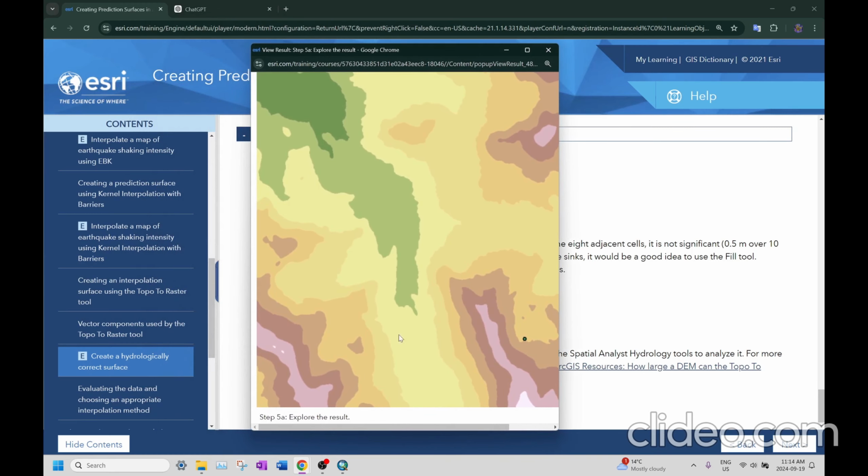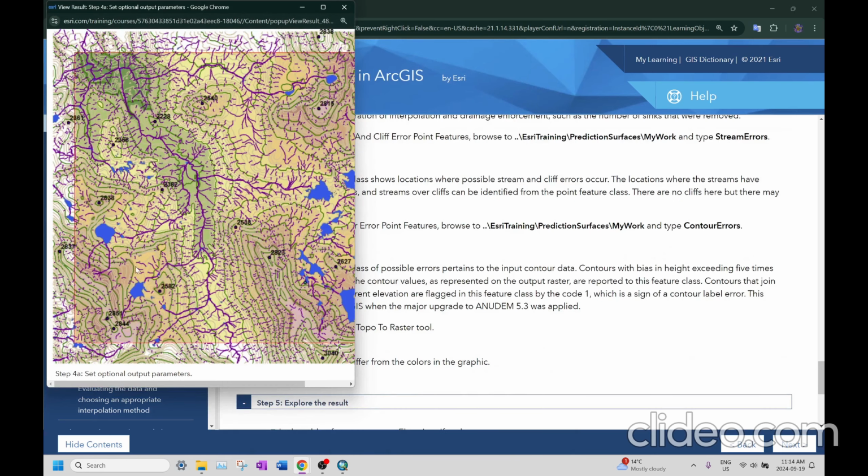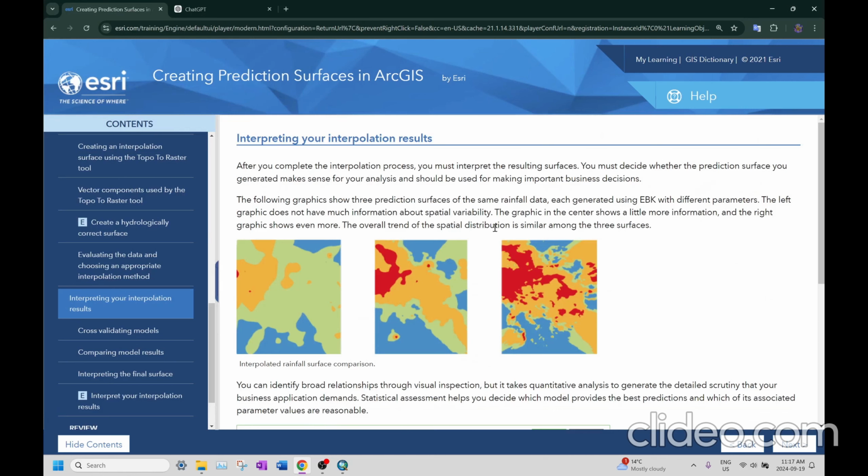And the final outcome looks like this. Here's the process of the map. You just put everything in and you can generate the rest there. In this section, we are interpreting the interpolation results.